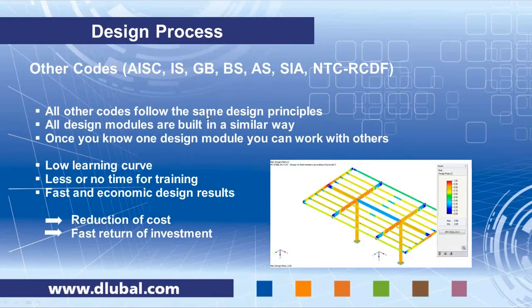Once you have understood how we do the design process in Eurocode, you will be able to apply this knowledge also for AISC, GB, which is the Chinese code, British standard, Australian code, Swiss code, and Mexican design codes. Everything follows the same red line, everything follows the same design principles, and once you know one module, you most likely can work with the other modules because everything is tailored the same way. That results in a very low learning curve. You don't need any time or less time for training, and you still can get a fast economic design. At the end, if you are new and you're thinking of buying the software, it will reduce your cost and it will result in a fast return of your investment.